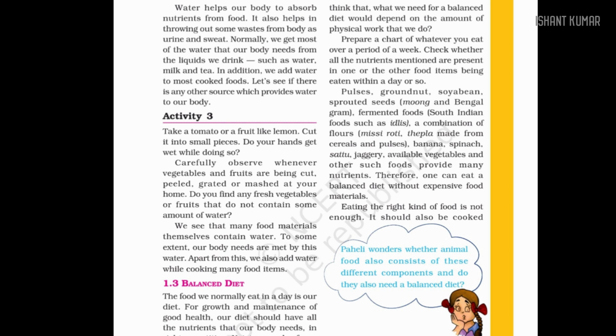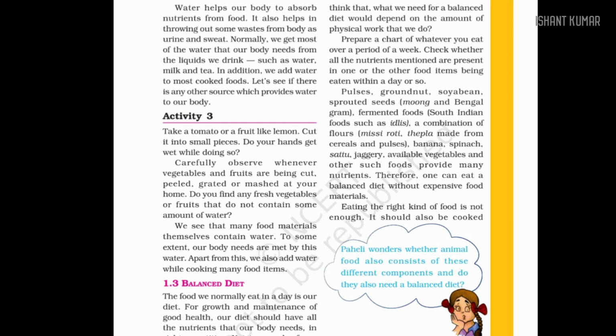Pulses, groundnut, soybean, sprouted seeds, moong and Bengal gram, fermented foods, South Indian foods such as idlis, a combination of cereals and pulses, missi roti, thepla, made from cereals and pulses, banana, spinach, sattu, jaggery, available vegetables, and other such foods provide many nutrients. Therefore, one can eat a balanced diet without expensive food materials.